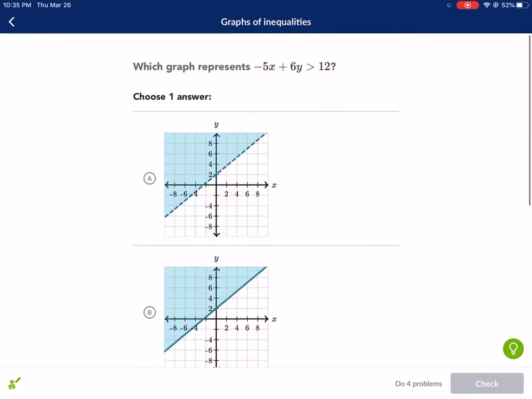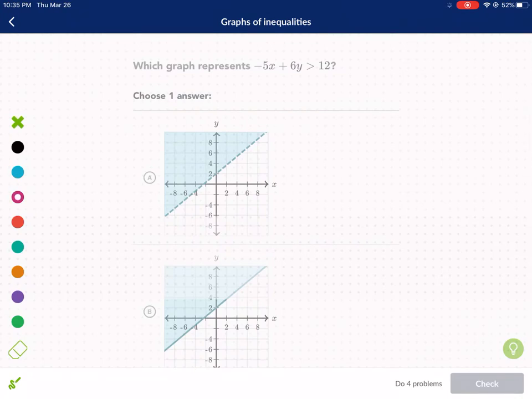I think with these problems, the easiest thing to do is to convert this first into slope-intercept form. So the first thing I'm going to do is try to isolate my y. I have a negative 5x being added, so I need to add the opposite, which is adding 5x to both sides. Once I get that, 6y is greater than 12 plus 5x. If you want, you can put the 5x first: 6y is greater than 5x plus 12. That's the same thing, it just makes it more easily recognizable as slope-intercept form.